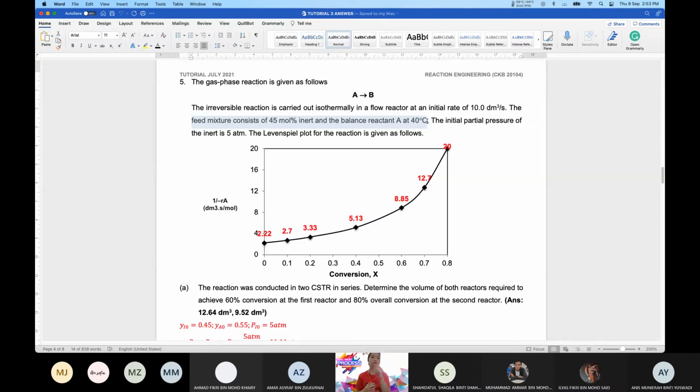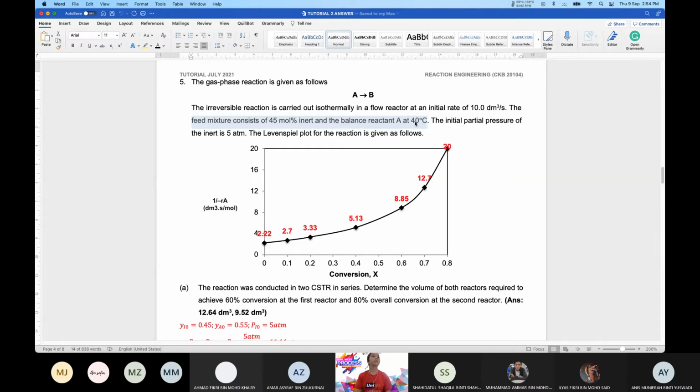So means inert normally kita guna I kan. So Yi0 tu 0.45. Hence Ya0 akan jadi 1 minus 0.45 or 0.55. Maksudnya asal tindak balas tu, sebelum tindak balas berlaku, we have 45 mole % inert and 55 mole % A. Okay, so that's the meaning of the center. Dia beritahu kita sebenarnya dalam tindak balas tu asalnya bukannya semua A, ada juga campuran inert. And the Yi0 0.45, Ya0 0.55.